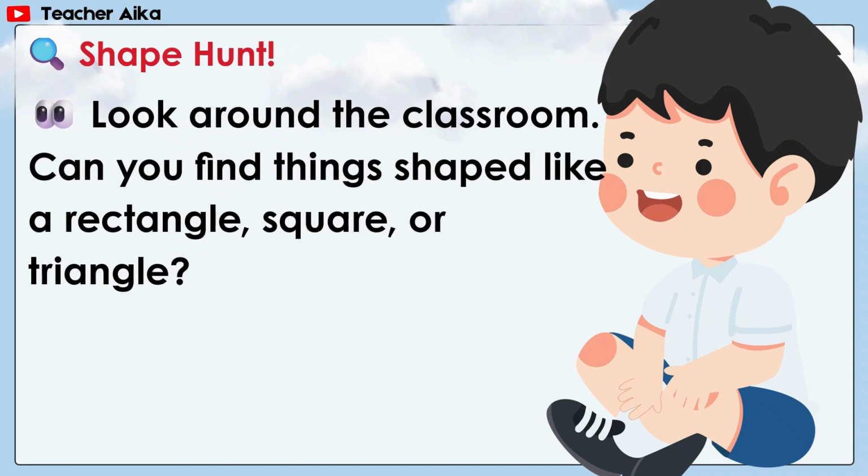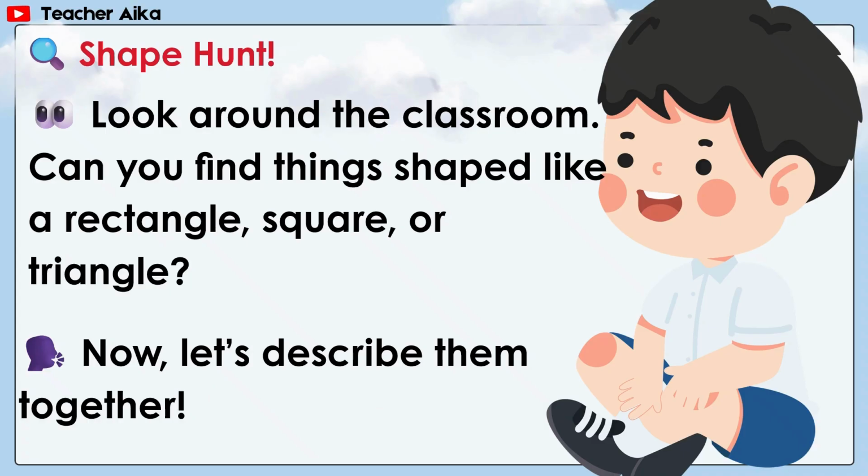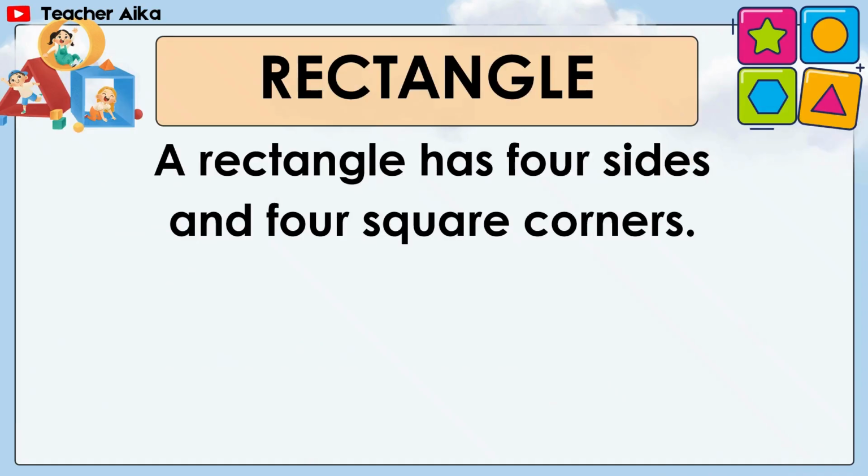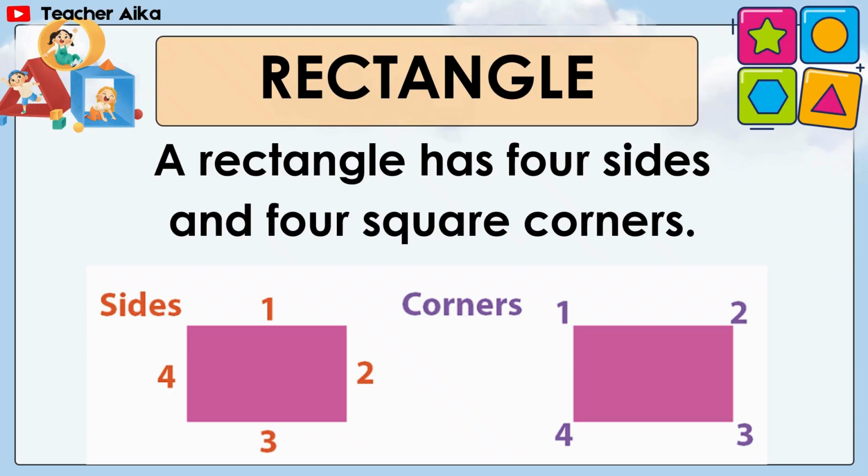Shape hunt. Look around the classroom. Can you find things shaped like a rectangle, square, or triangle? Now, let's describe them together. Rectangle. A rectangle has 4 sides and 4 square corners. Look at the picture. Let's count. Sides 1, 2, 3, 4. Corners 1, 2, 3, 4.